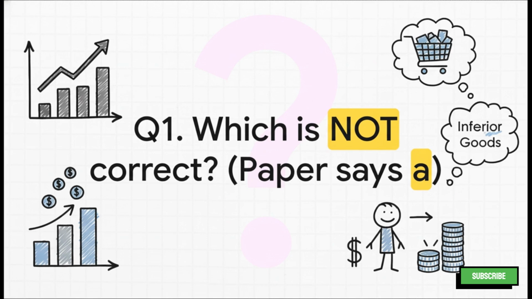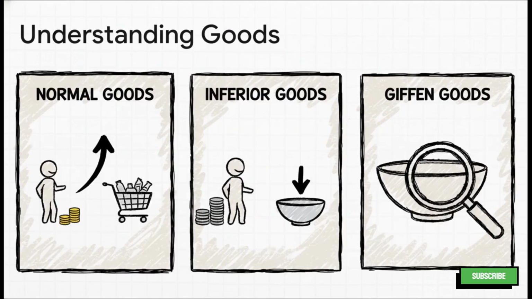But to really understand this, we need to take a closer look at the different types of goods based on income. Okay, check this out. For normal goods, when your income goes up, your demand for them also goes up. That means the income effect is positive. For inferior goods, it's the opposite. As your income rises, you buy less of them, so the income effect is negative. And Giffen goods are just a special kind of inferior good. So this means statement A, income effect is positive for normal goods, is actually correct. This makes the paper's answer a bit doubtful. But what's really important is that you remember these three definitions clearly.